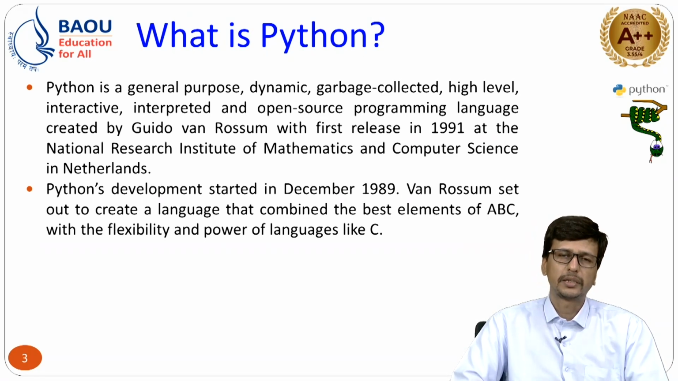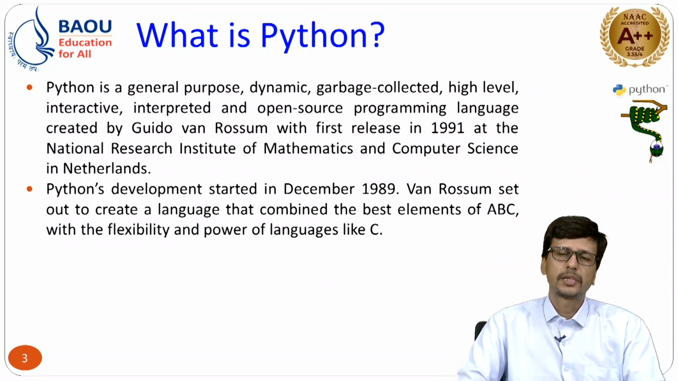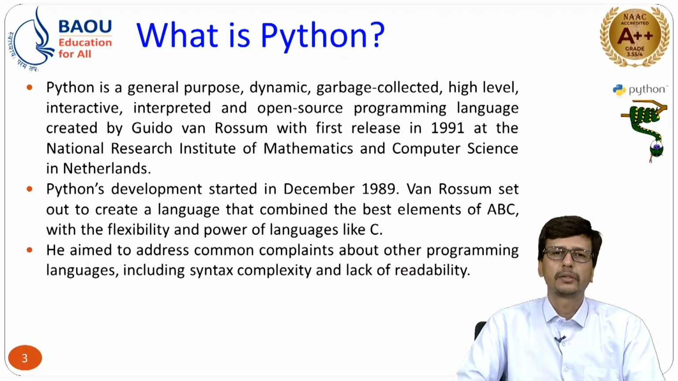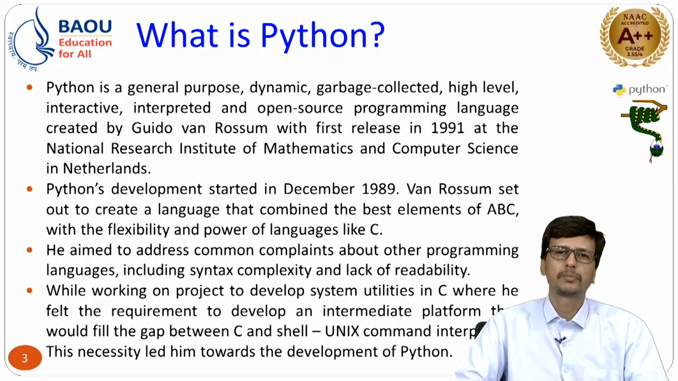Now why did the idea come to Rossum's mind? Say for example, he was working in C language and creating some system utilities. At that time, he had to deal with shell programming also. So he observed that there was a gap between C programming and shell programming. He got an idea of how to remove that gap by creating another programming language, and that is nothing but Python, right? So while working on the project to develop system utilities in C, the gap between C and the shell programming used in Unix or Linux operating systems could be removed by creating this Python programming language.